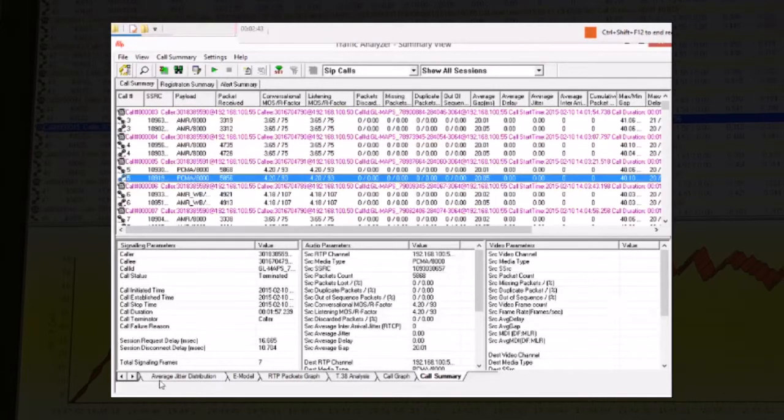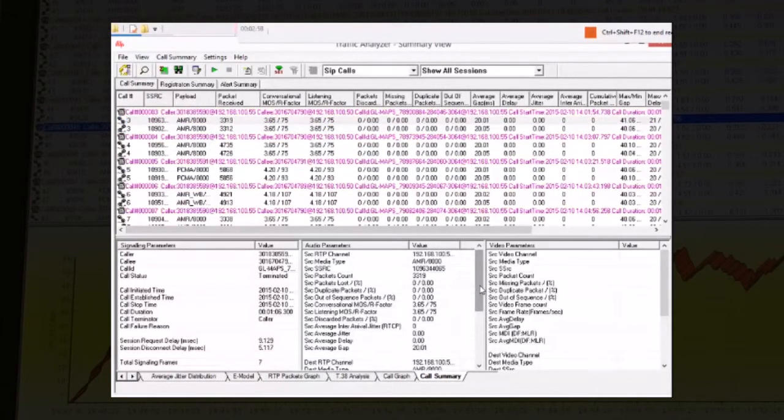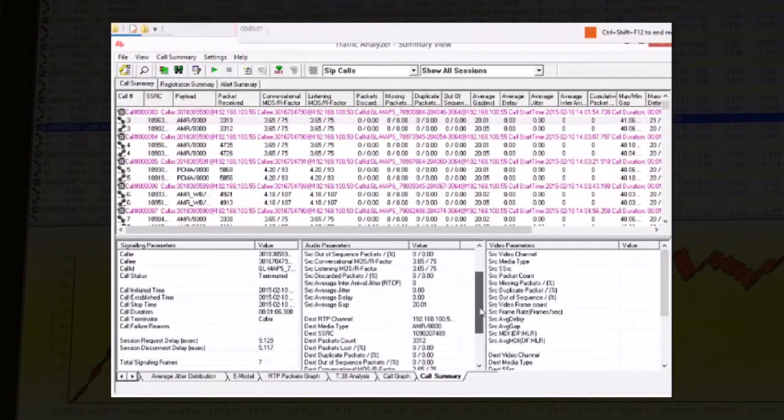AMR narrowband is also used, and here's a call that is AMR narrowband. It's 8,000 samples per second. Its quality score is about 3.65, which is still quite good. Other statistics that the PDA provides are packets discarded, missing packets, duplicate packets, out of sequence packets, average gap between packets.